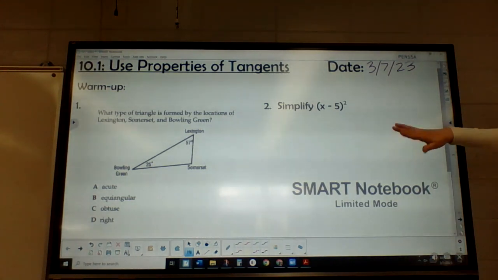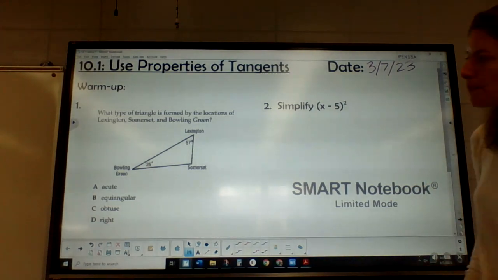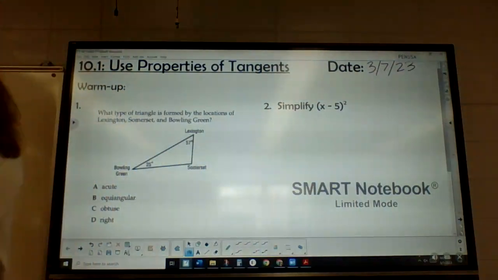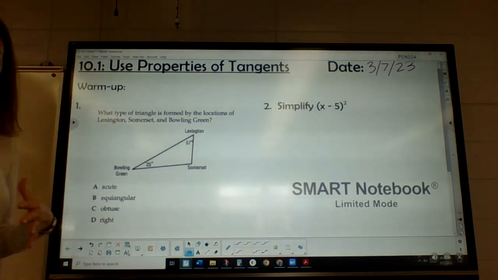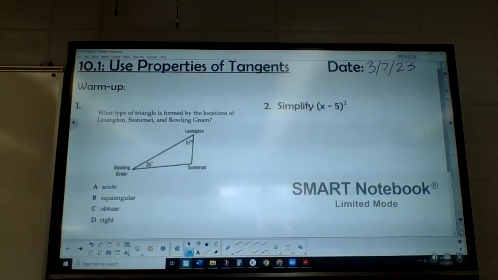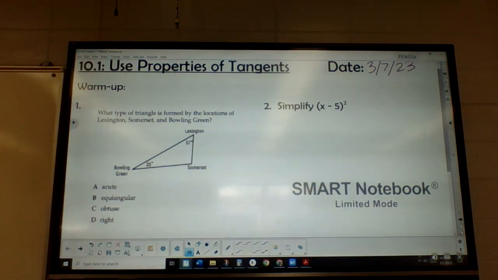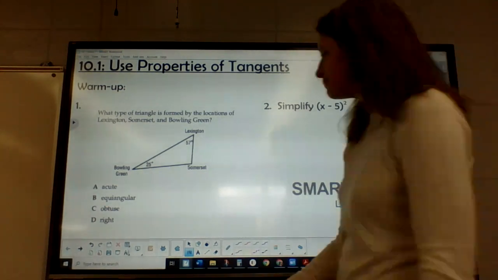So they have a triangle here. They ask what type of triangle is formed by these locations. Even though it's supposed to be a map, they're talking about angle measures, and we're still talking about a triangle. Usually we look at the distance between them, but they're talking about the angles between those cities. The third angle we should be able to figure out based on our rules for triangles if they add up to 180.